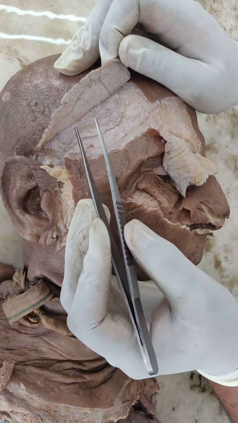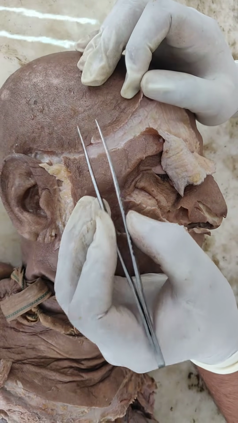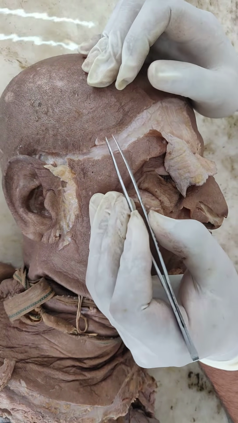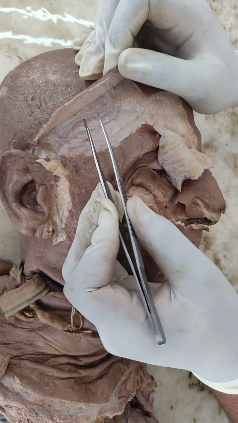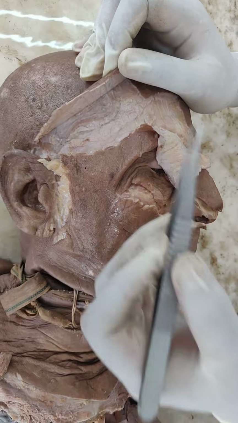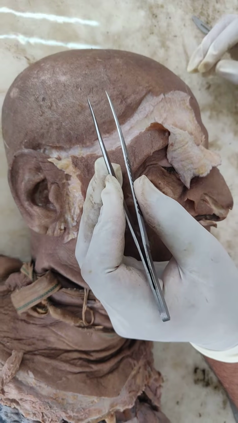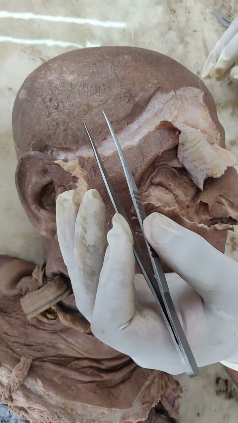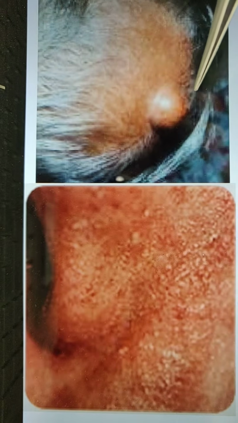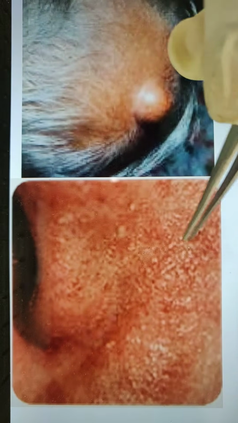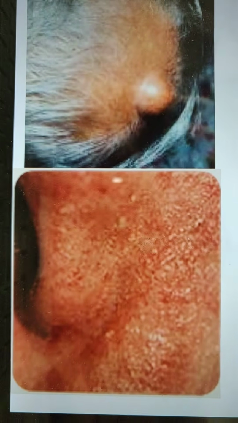Clinical aspect of the first layer: whenever there is excessive secretion of the sebaceous gland, it is called seborrhea, and sometimes the sebaceous gland is blocked, which is called a sebaceous cyst. There is formation of the sebaceous cyst. This blockage of the sebaceous gland leads to a sebaceous cyst, and this excessive secretion of the sebaceous gland is called seborrhea.